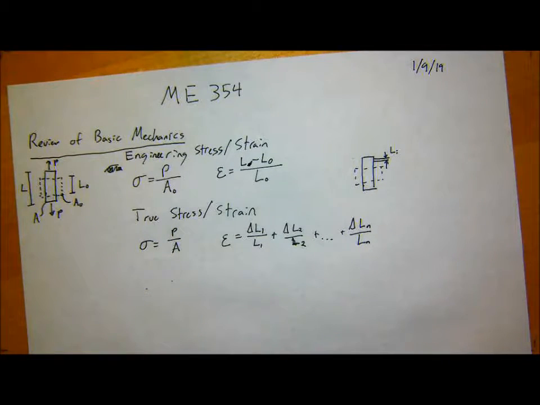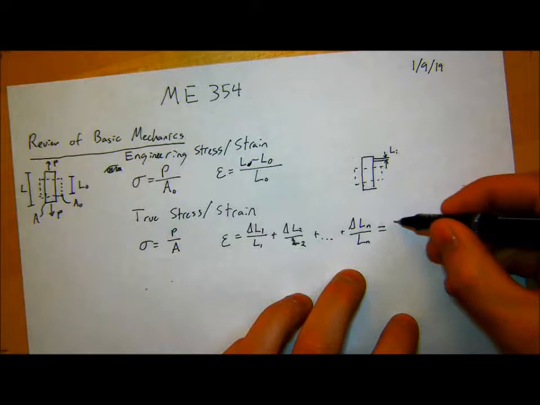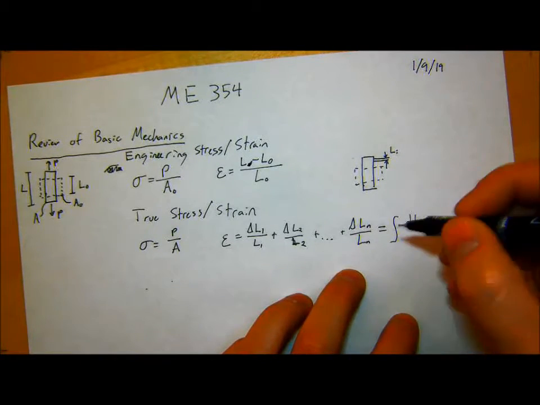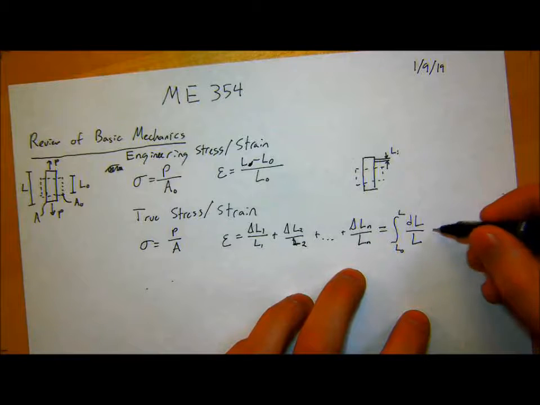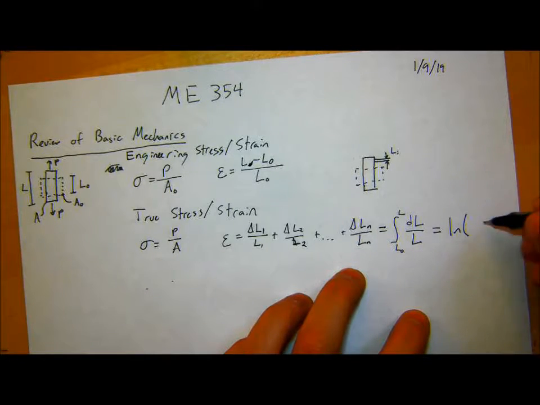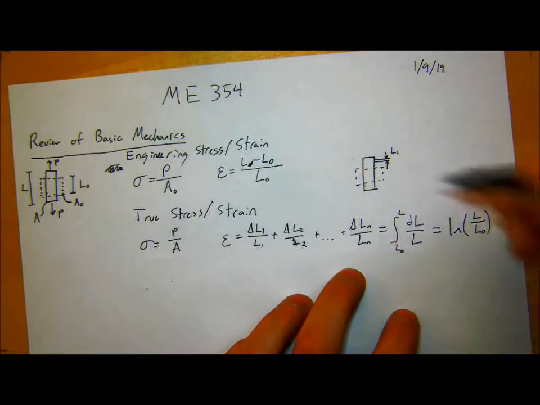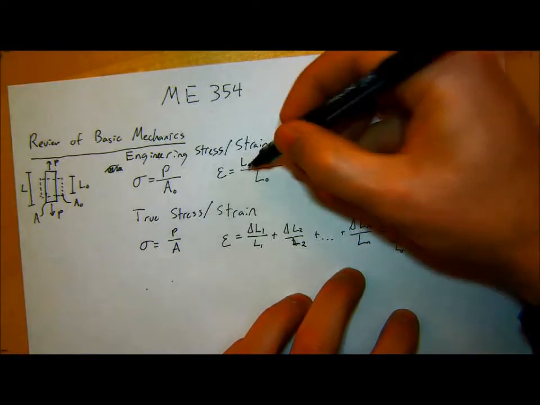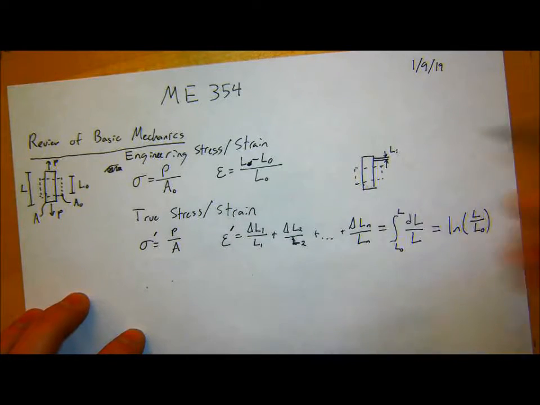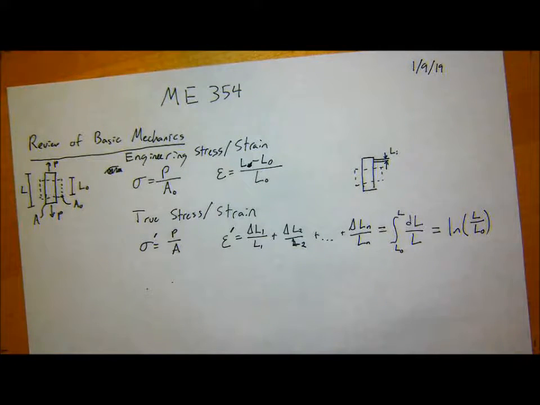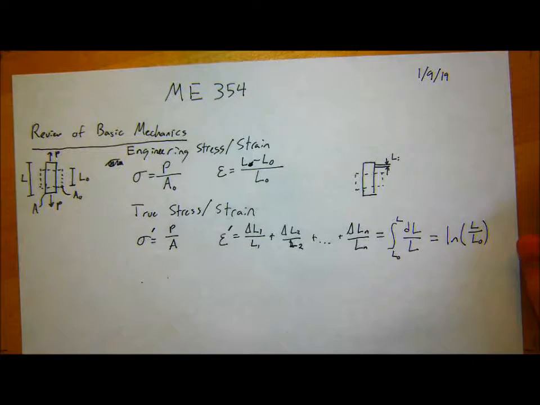Now, this we can take as a sum, which when we take an infinite sum, turns into an integral. So this becomes the integral of dL, a small change in length over L, integrated from our original length to our final length. This becomes the natural log of L over L naught. Sorry, I shouldn't use the same symbols. True strain here, I'm going to denote with a tilde mark. Some people use a tilde over the top of it, some people use an apostrophe; I've seen it a couple different ways.